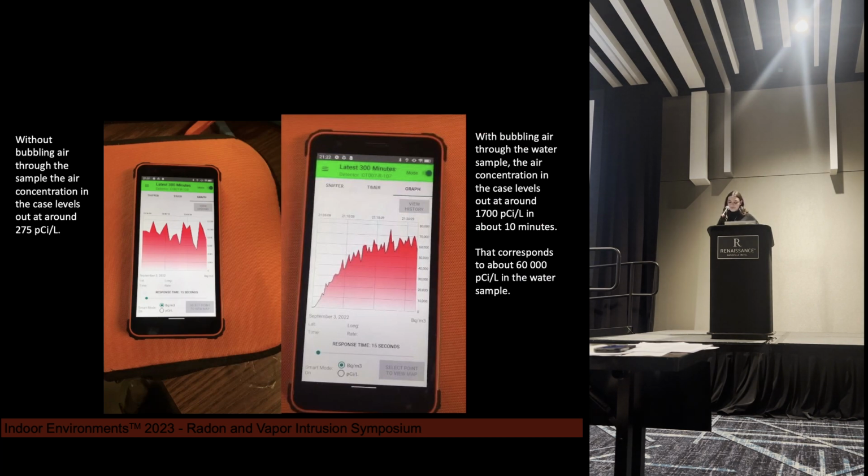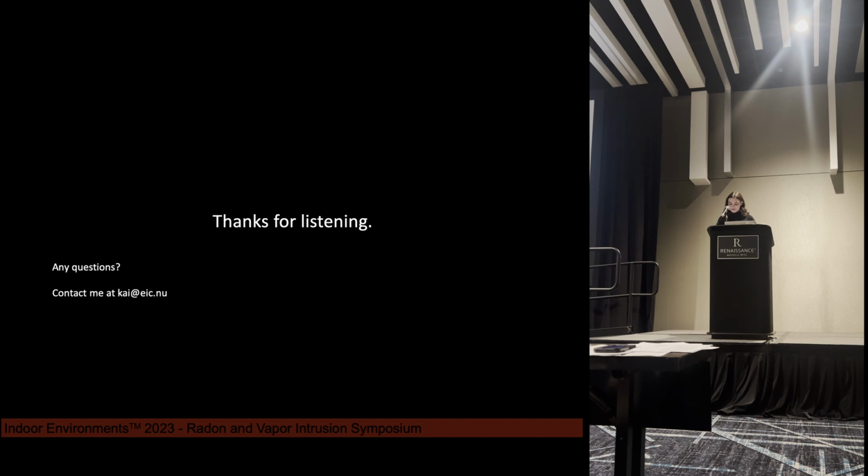So these graphs represent results from the two measurements. On the left, we did not bubble air through the water, but the jar was open and the radon concentration in the air in the case was steady around 275 picocuries per liter. When the water sample was being aerated, the radon level increased for 8 to 10 minutes and then leveled out around 1700 picocuries per liter. After we scale that with the air volume compared to water volume, it comes out to be about 60,000 picocuries per liter in the water. Both of these concepts are still works in progress.